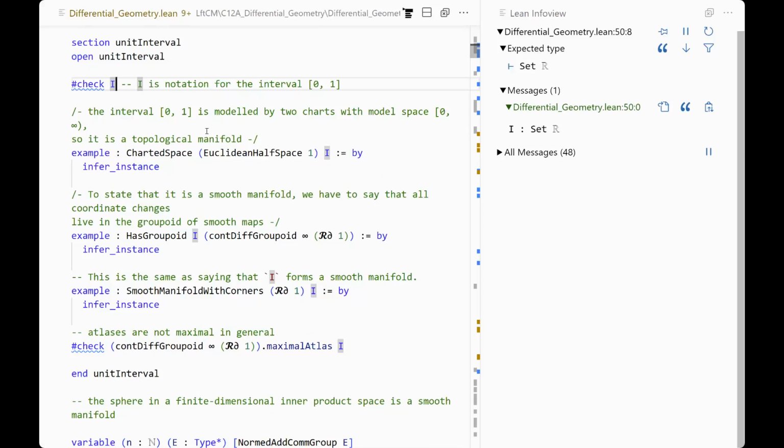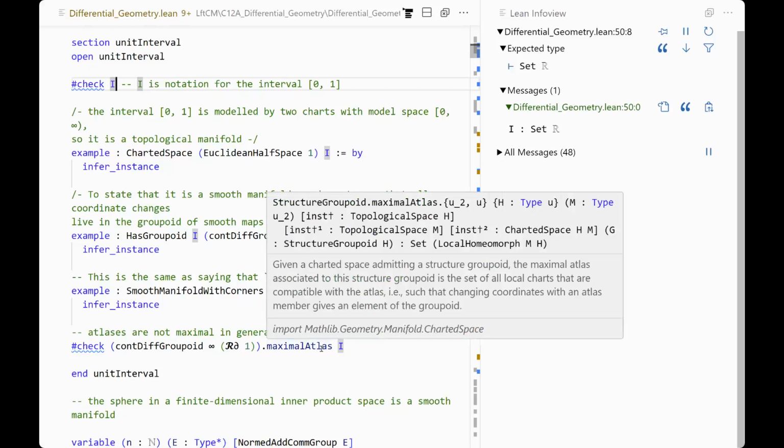You need at least two charts to cover the interval. But then you can say, well, given a particular charted space structure on I, give me the maximal atlas of all charts compatible with the two given charts. And that is this maximal atlas definition, which from a given manifold, you get the maximal atlas on it. So we can talk about the maximal atlas.